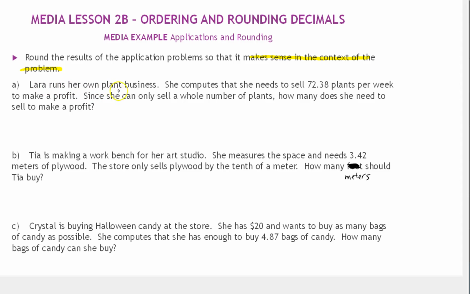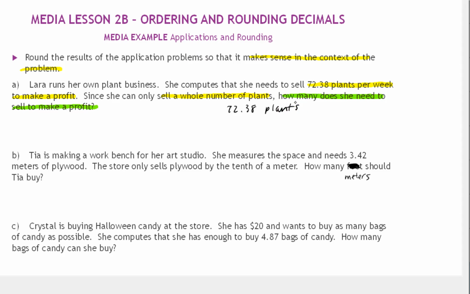Lara runs her own plant business. She computes that she needs to sell 72.38 plants per week to make a profit. Since she can only sell a whole number of plants, now I see the question coming because of the words: how many does she need to sell to make a profit? Okay. So let's start with our number. We know that she needs to sell 72.38 plants.